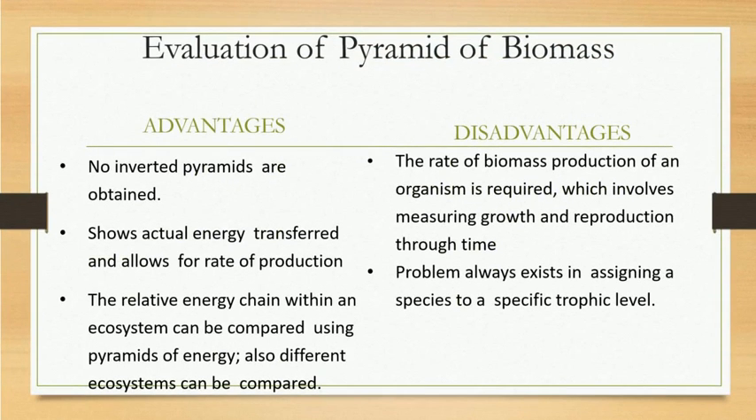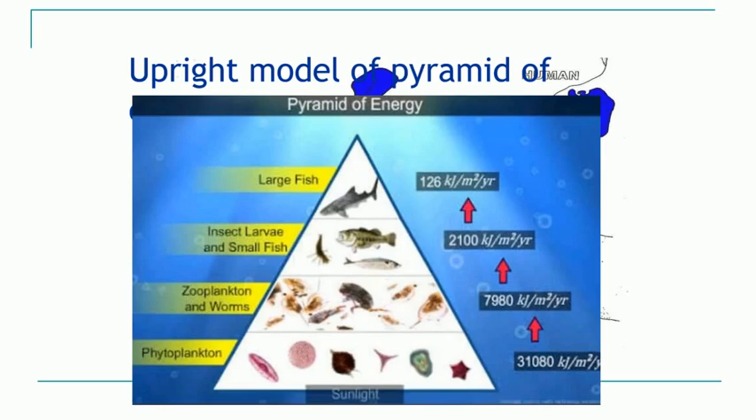So if we see the advantages and disadvantages of this pyramid of energy, in short we can say that this pyramid of energy shows the energy flow in a particular ecosystem, and at each trophic level the energy goes on decreasing. So only 10% of energy is transferred to the next trophic level and 90% of energy is lost in the form of heat or other.